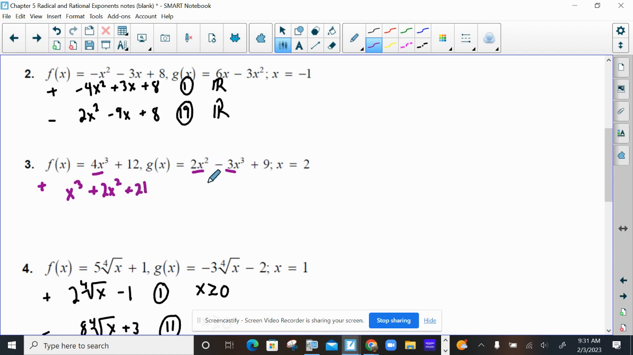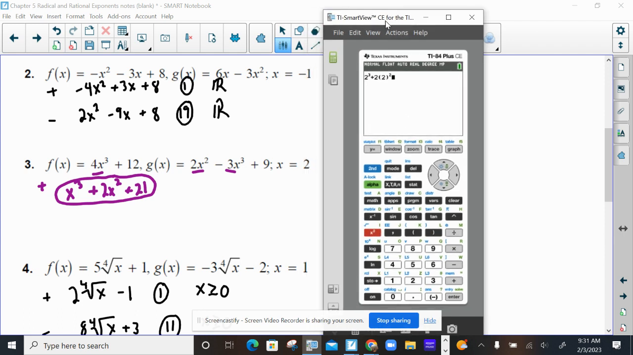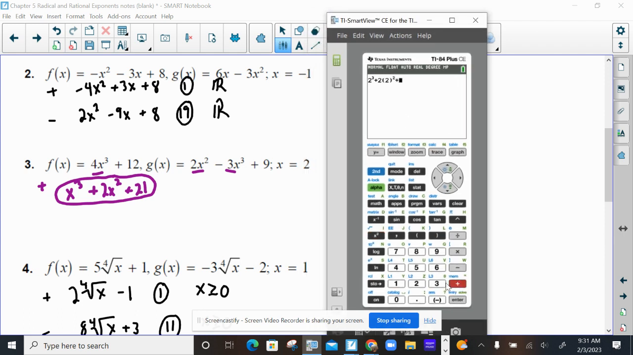Okay. And then we're going to calculate when x is 2. So this is the sum. This is the answer that I would be looking for if I just told you to add the two functions together. And then when you substitute in a 2, again, I'll show on a calculator. Let the calculator do its job. Hopefully I can type it in correctly. I'm going to take 2 and I'm going to cube it. And then I'm going to have plus 2 times 2 squared, and then plus 21.